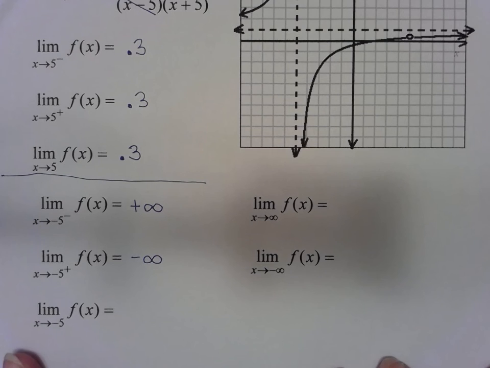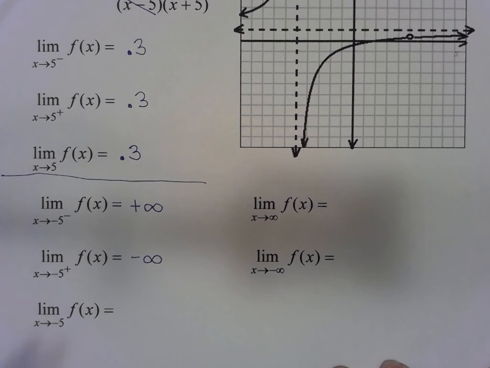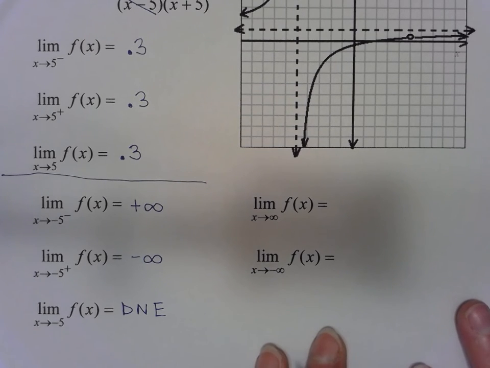So the limit overall as x approaches negative 5, notice these do not match for sure. So this limit does not exist. They don't both go to infinity, they don't both go to negative infinity, they're going in opposite directions and they're kind of blowing up. So they're not approaching a specific value. So this does not exist.